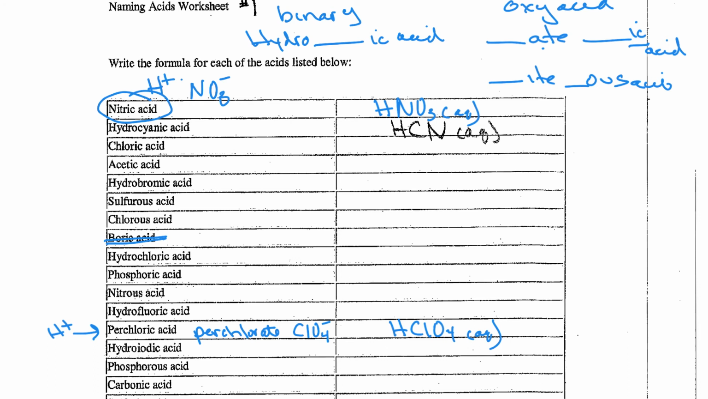Let's try hydrobromic acid. Well, this is hydro. So if it's hydro, that means it's binary. And I know the other ion, it's going to be hydrogen plus one other ion, which I know must be bromide. And bromide has a charge of -1. And so this is just HBr, and then I put AQ. All right?